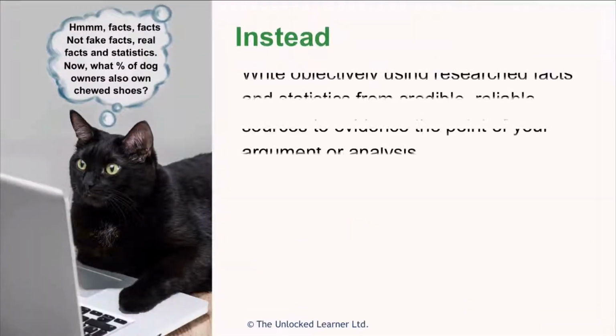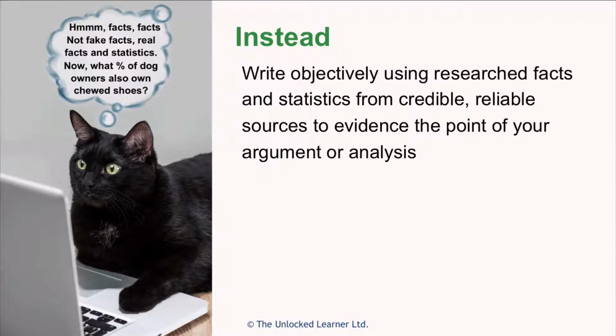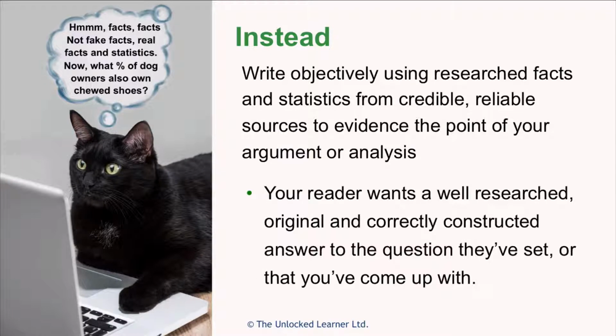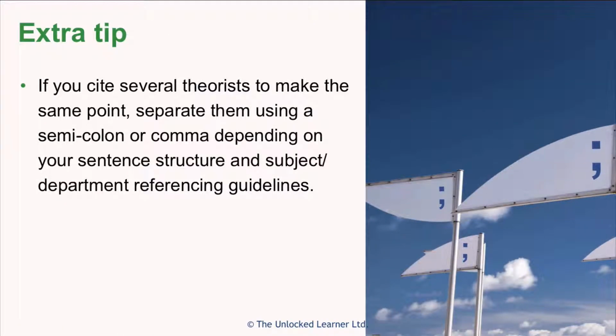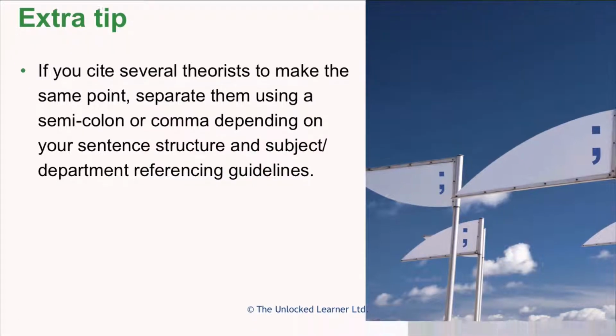Instead, write in an objective way by researching actual facts using reliable sources and referencing them correctly. Your reader is looking for a well-researched, original and correctly constructed answer to the question they've set or that you've come up with. One extra tip here, if you use the work of several authors or theorists to make the same point, reference all of them according to your department or school's referencing guidelines. If you're studying across different subject areas, you may need to learn more than one referencing system as different departments tend to have differing guidelines and referencing conventions.